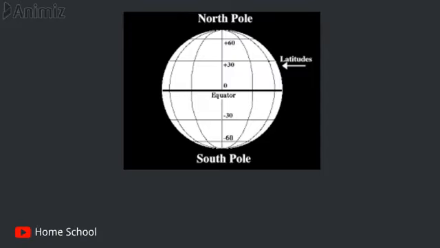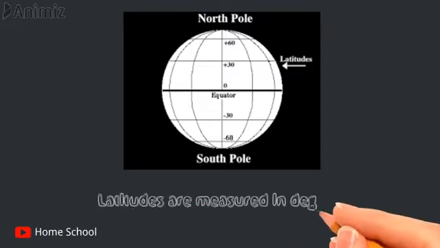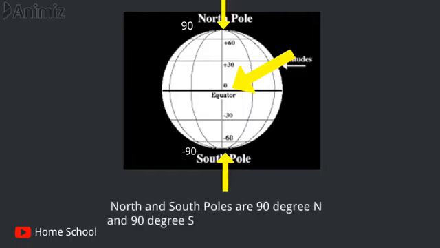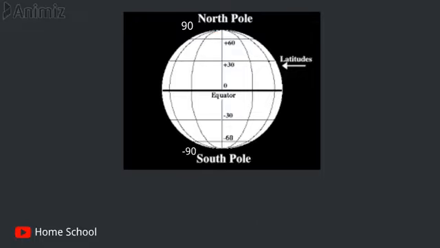So, how are latitudes measured? Latitudes are measured in degrees. As you can see here, the equator represents 0 degree, while the north and south poles are 90 degree north and 90 degree south. Starting from the equator, as we move forward towards both the sides, the numbers keep on increasing. Like 0 degree, 30 degree, 60 degree, 90 degree towards the northern hemisphere, and minus 30 degree, minus 60 degree, minus 90 degree towards the southern hemisphere.